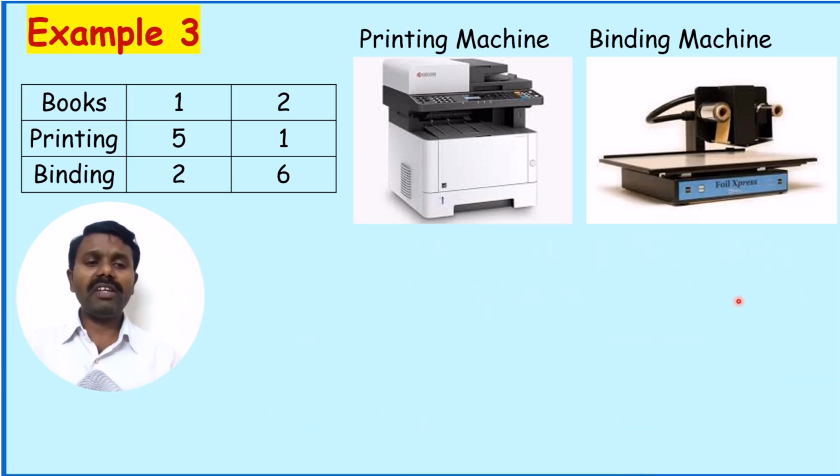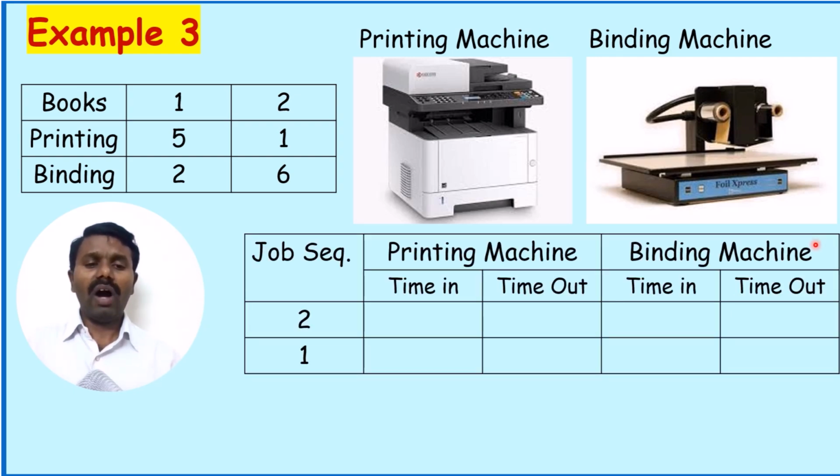Here, by changing the sequence of the job, we will try to calculate the elapsed time. Now, I am keeping the job sequence as second book and then first book. Then let me calculate the elapsed time, and here the in time and out time of the printing machine and binding machine will be calculated and written here.